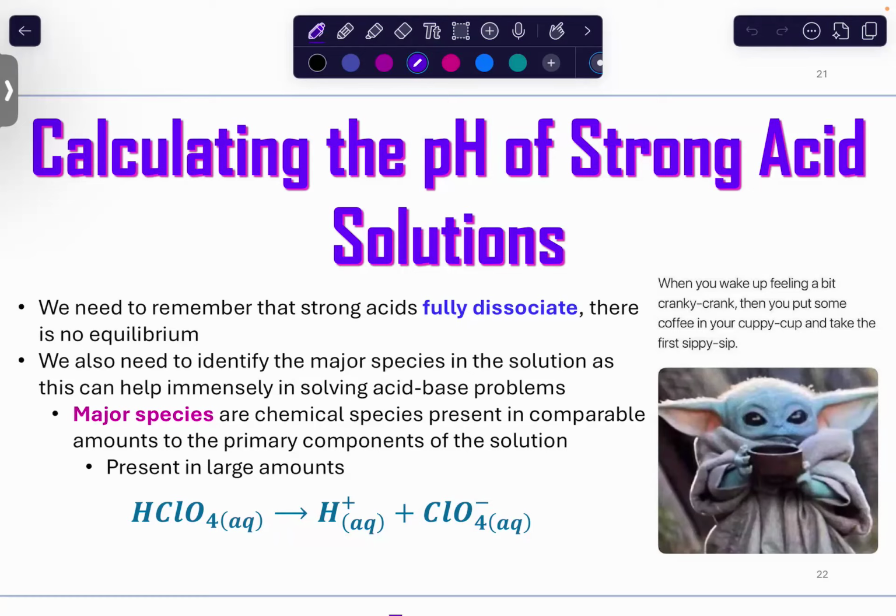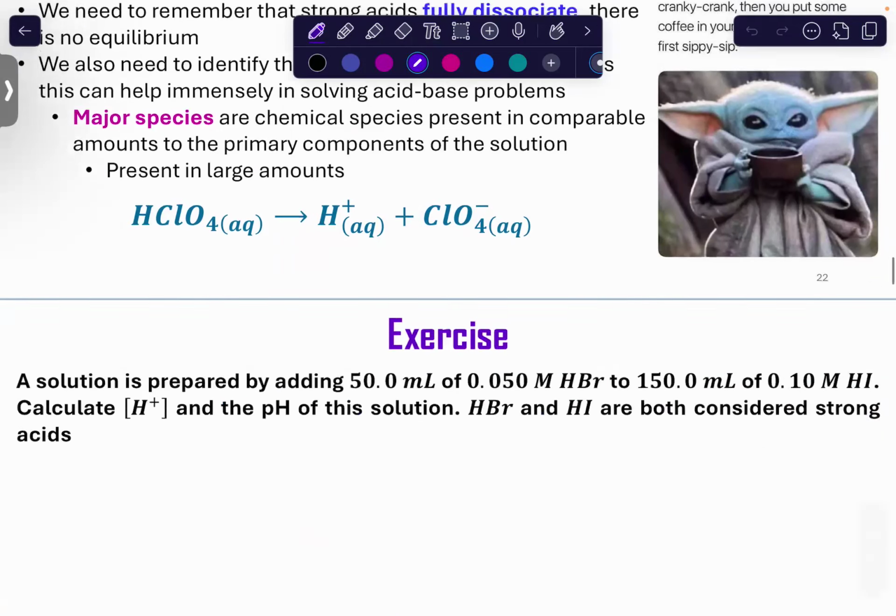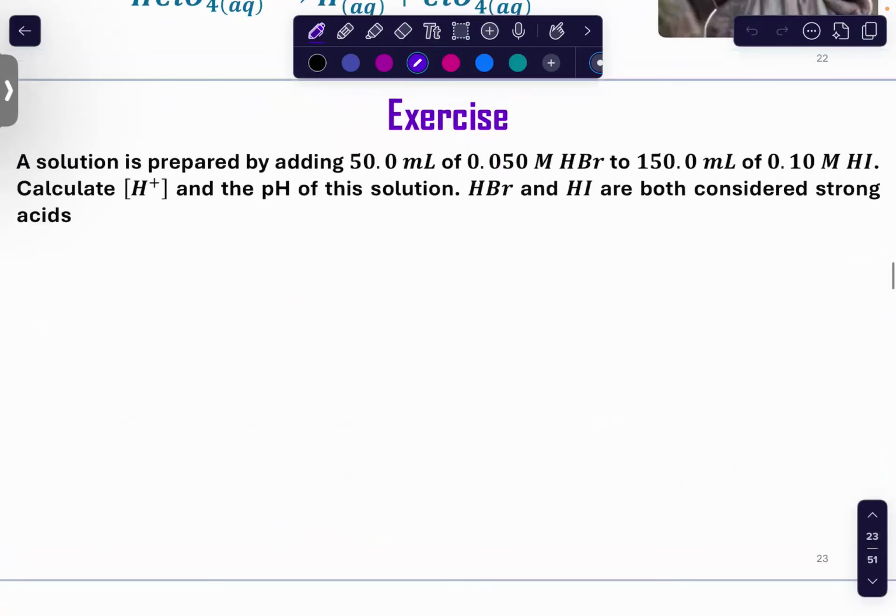So strong acids fully dissociate. So you notice how we only have the single arrow here. Full dissociation. So the best way to start to understand this is just to work through a problem. Okay, so a solution is prepared by adding 50 milliliters of 0.05 molar... Name these acids, HBr and HI.